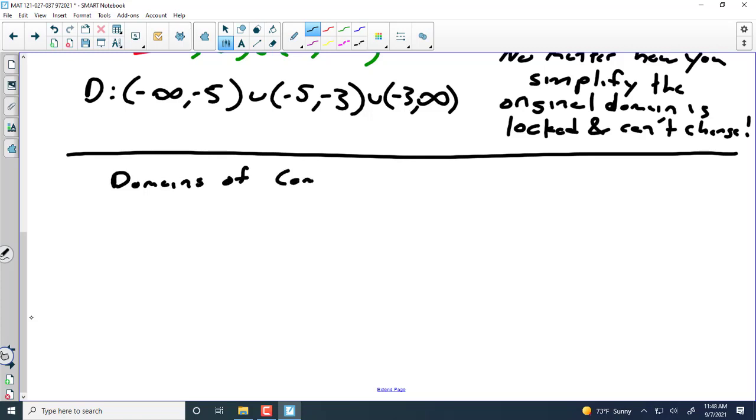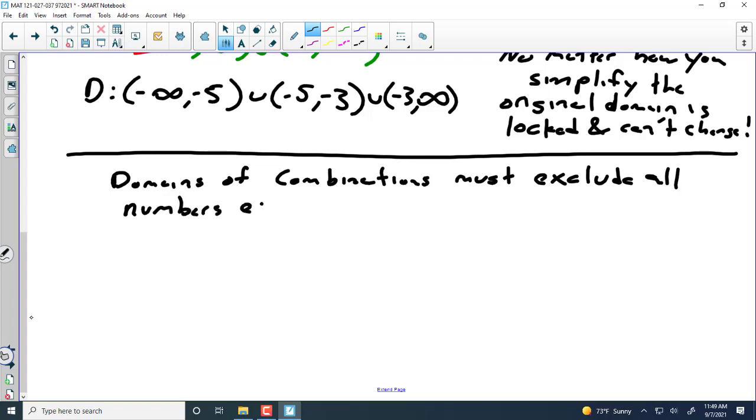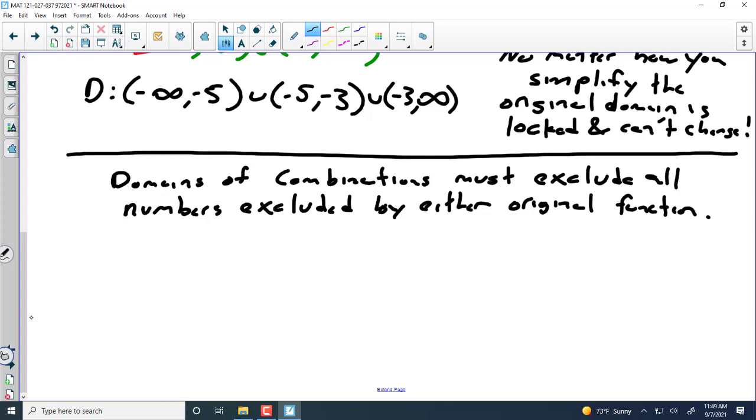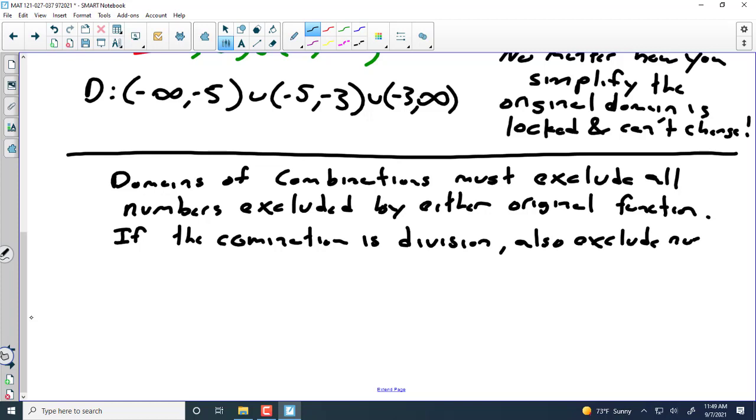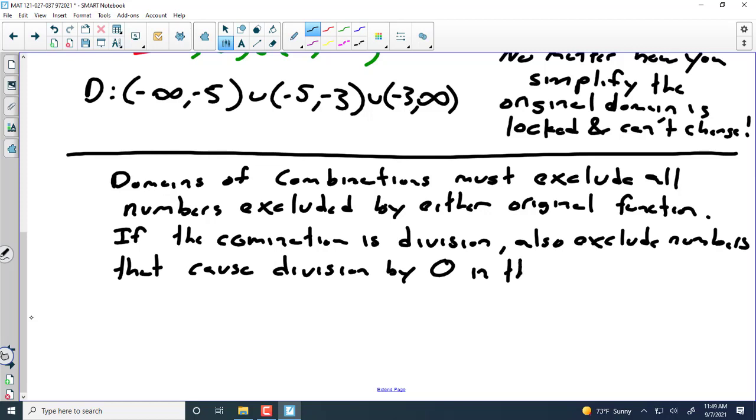Domains of combinations must exclude all numbers excluded by either original function. If the combination is division, also exclude numbers that cause division by 0 in the new combination.